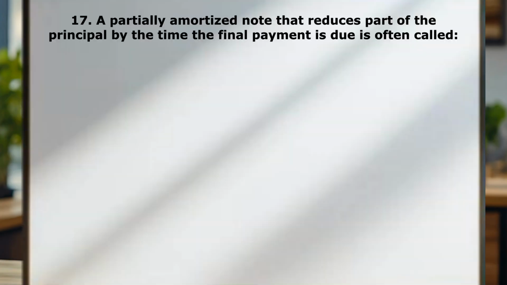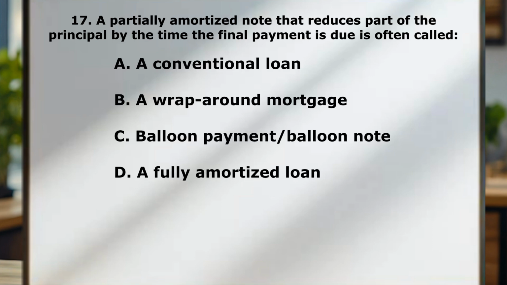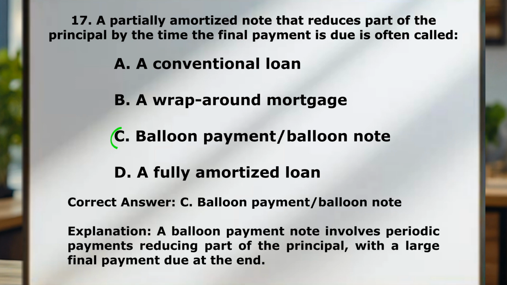Question number 17. A partially amortized note that reduces part of the principal by the time the final payment is due is often called A, a conventional loan, B, a wraparound mortgage, C, balloon payment or balloon note, D, fully amortized loan. Correct answer here is C, balloon payment and balloon note.